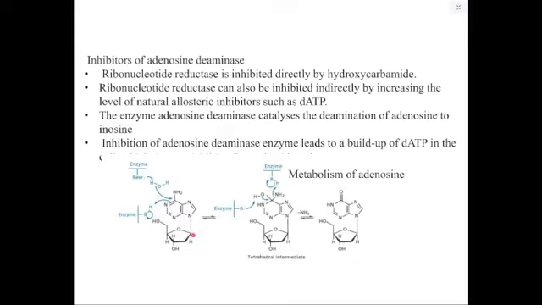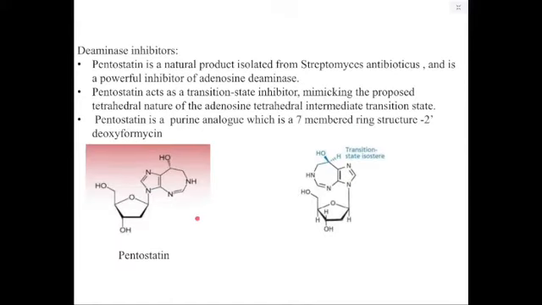So this is the drug, the adenosine. It usually forms a tetrahedral intermediate, and then it goes into inosine. That is the metabolism we are trying to block. One of the drugs that does this, pentostatin, is a natural product isolated from Streptomyces antibioticus, and is a powerful inhibitor of adenosine deaminase. It acts as a transition state inhibitor.